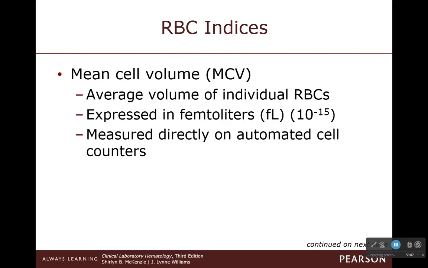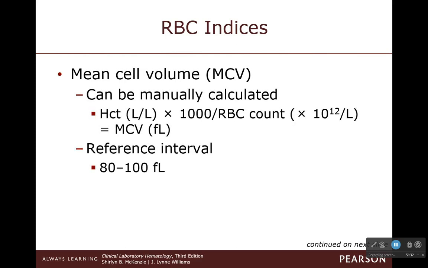So tiny, right? Femtoliters measured directly on automated cell counters, and this is what I was talking about earlier. Most of your machines are actually measuring it, even though we put it in the RBC indices. It is measured when that impedance is occurring. There's a light shining on it, and it's measuring the size of those cells, and then taking the average of these.